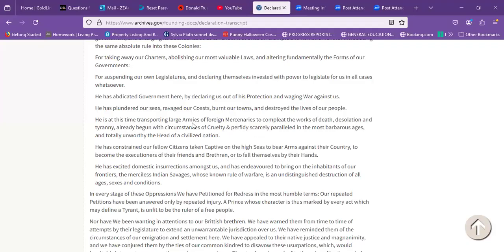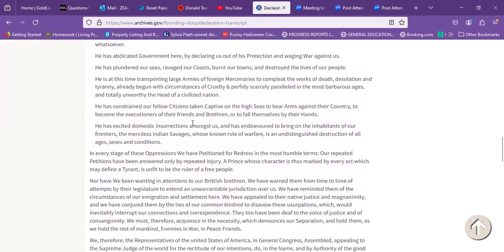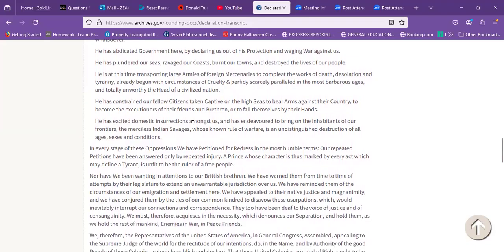I mean, he's actually giving you some specific ways that royal government in America has not been for the benefit of Americans. He has constrained our fellow citizens taken captive on the high seas to bear arms against their country. He's referring to the practice of impressment. Literally, sailors could be taken off merchant ships and forced to serve in the British Navy, to become the executioners of their friends and brethren, or to fall themselves by their hands.